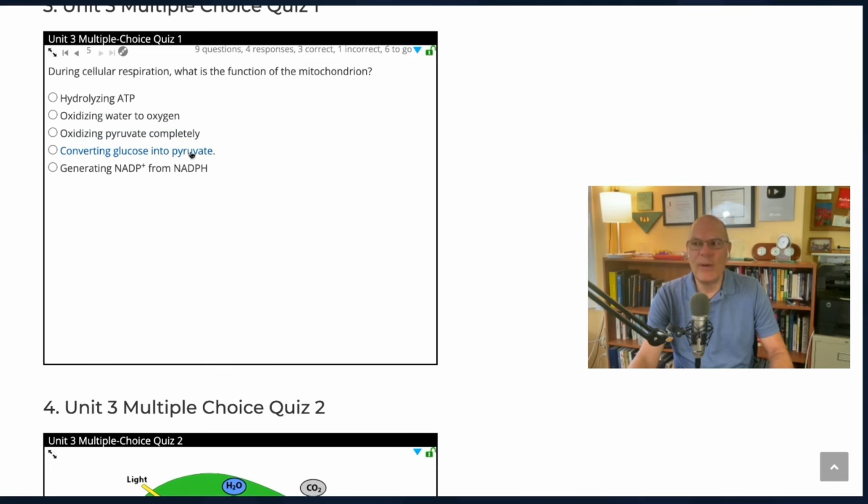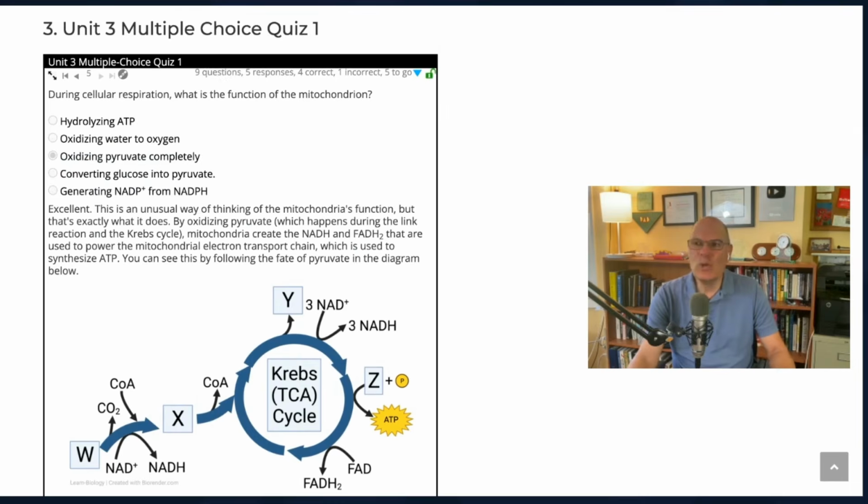Converting glucose into pyruvate. No, that happens during glycolysis, which is in the cytoplasm. Generating NADP plus from NADPH. No, that's a process that happens in photosynthesis. It's choice number 3. Next question.